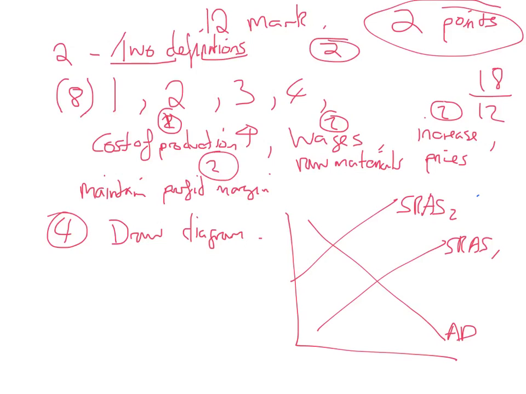Bizarrely, you get 2 marks. I wouldn't even give you that many. You get 2 marks because you've shown the shift. Your third mark is going to come from doing labels on the side, price level and real GDP. So that's 3 marks now. And then your 4th mark comes from dotted lines, and dotted lines being in the right place and saying the right thing.